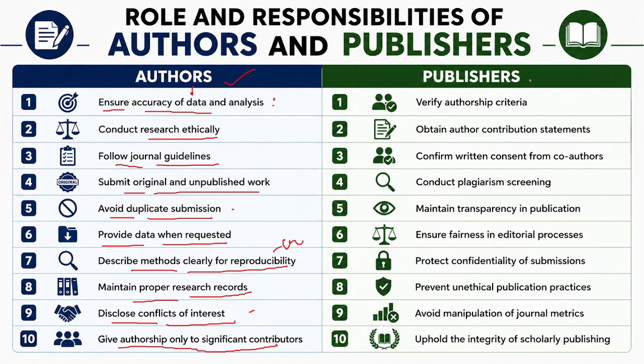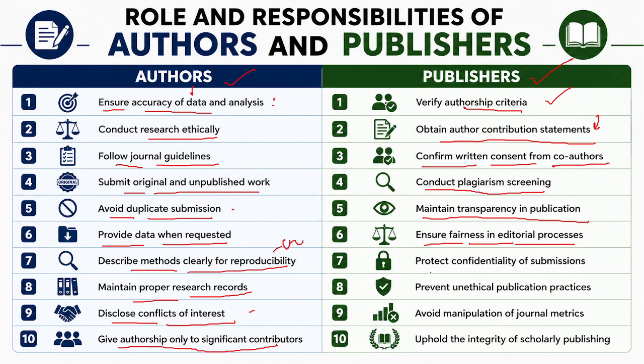Okay. What are the responsibilities of the publisher? So publishers are the ones who will publish your work. What should they do? Verify authorship criteria. Obtain author contribution statement. You have to take a contribution statement from every author. Confirm written consent from the co-authors. Conduct plagiarism screening. Maintain transparency. Ensure fairness in the editorial process. Protect confidentiality from submission. Prevent unethical publication practices. Avoid manipulation of journal metrics. Uphold the integrity of scholarly publication. So this is the guideline for author and publisher.